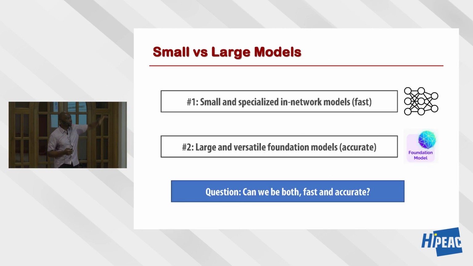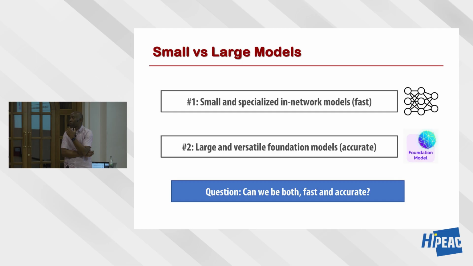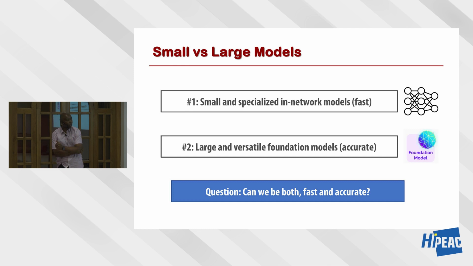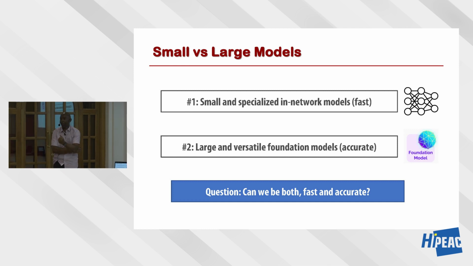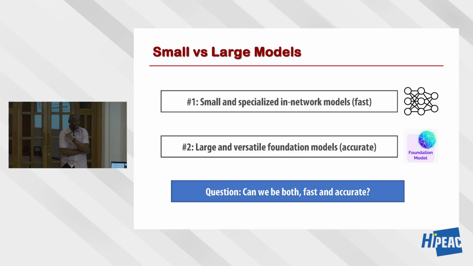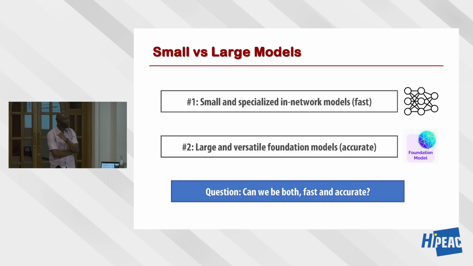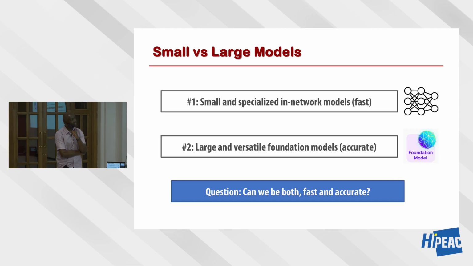All right, so small specialized in-network models are fast, but you'd like the power of a 100 billion parameter foundation model, because it would be much more accurate and it'd be able to adapt to changes in the traffic, right? So you can have fast and not very accurate, or you can have something that can't keep up with line rate and be accurate. And so the question is, can we have our cake and eat it, right? Can we be both fast and accurate?